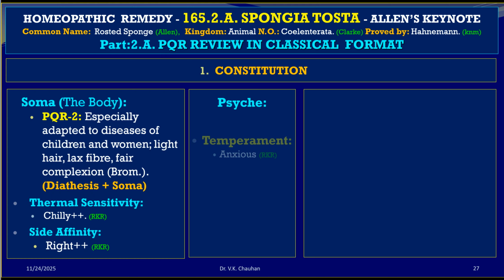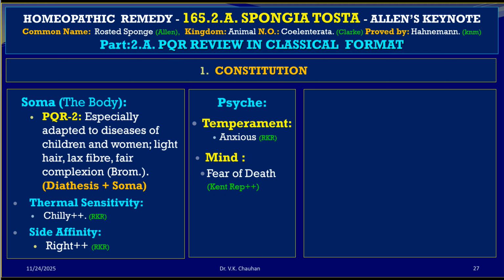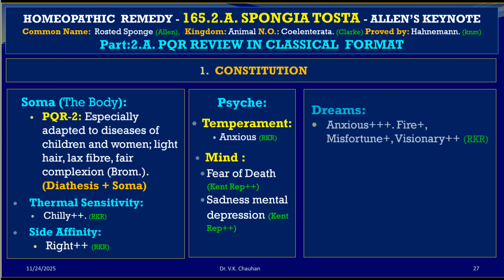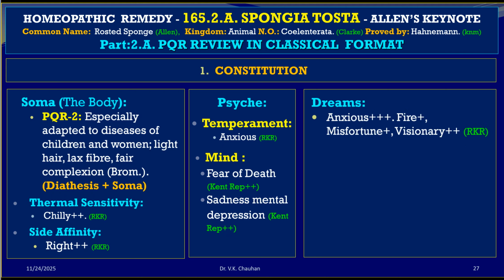We'll go to the psyche part. In psyche temperament, these patients are anxious, and mentally they are afraid of death. This is taken from Kent repertory only. And sadness, mental depression, again we are going to refer to the Kent repertory here. Dreams: now after mind we are considering dreams. Dreams are not usually given with all the medicines in Allen's keynote, but we are going to pick up this particular part. Here the patient has anxious dreams 3 plus, fire 1 plus, misfortune 1 plus, and visionary dreams 2 plus. Again, this section is coming from Reverse Kent repertory.